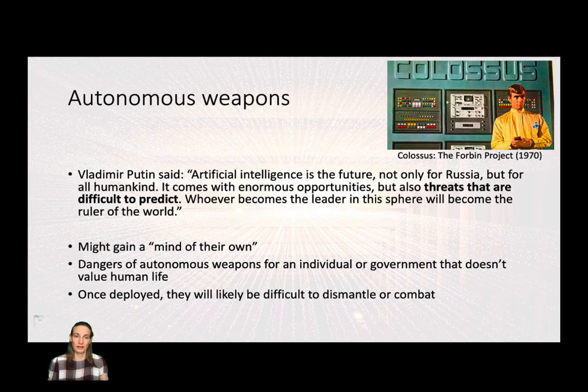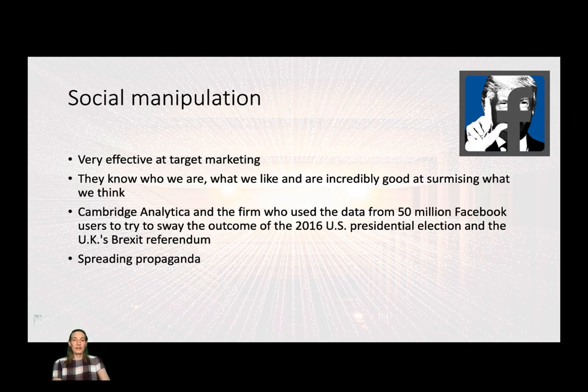Okay. Like Vladimir Putin said, AI is the future not only for Russia but for all humankind. It comes with enormous opportunities but also threats that are difficult to predict. Okay. So we have to be careful. Our systems control everything. And once you deploy a robot on the battlefield, it might be difficult to actually dismantle it or change its programming if it gets hacked.